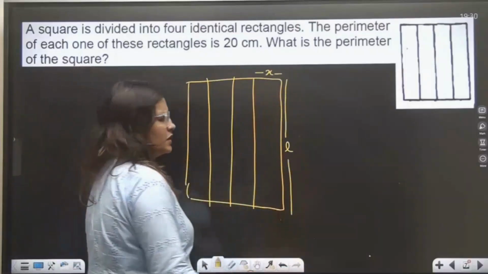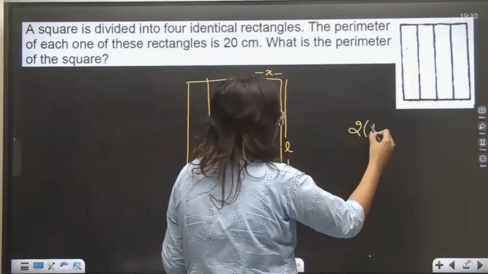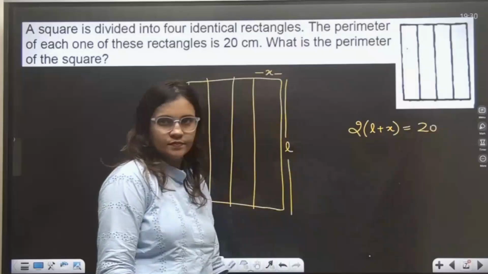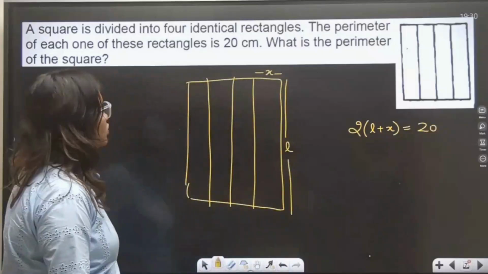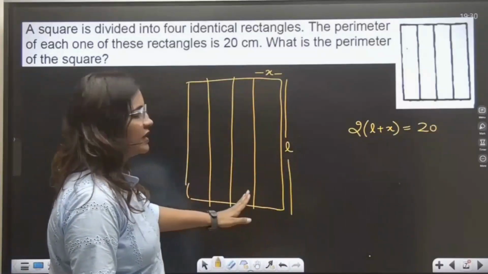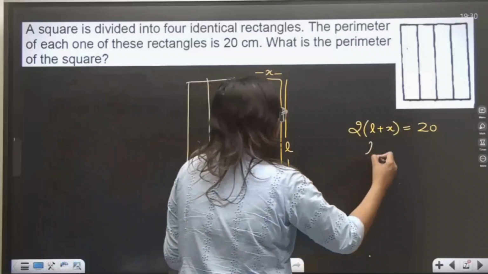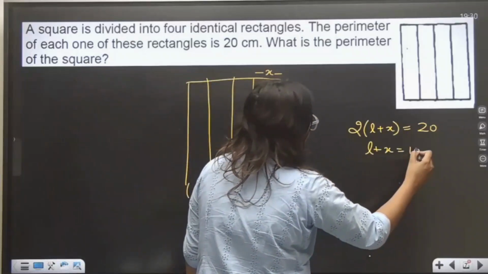So what is the perimeter of the rectangle? 2 into (L plus X) is equal to 20. This is given? Yes or no, everyone? So one rectangle's perimeter is given, so 2L plus 2X is 20. That means L plus X comes out to be 10.